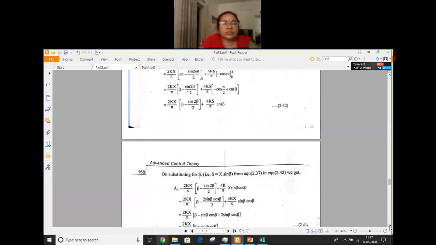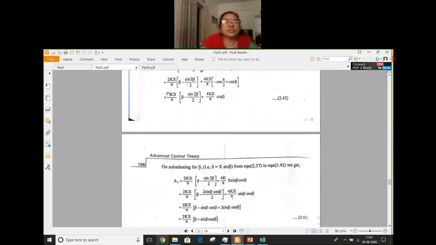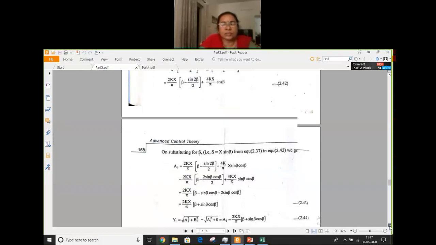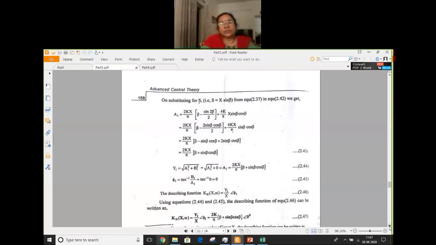Then on substituting, you will get this much in terms of s. On substituting for s, that is s is equal to X sin beta, replace s by X and beta. You have to sit and do the simplification, then only you will get it. This question is asked in the university exam and comes for 10 marks. Then you will get a1.